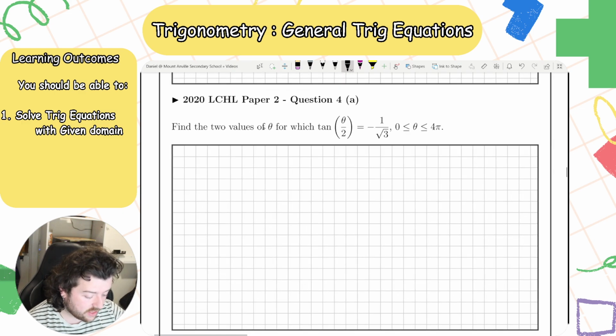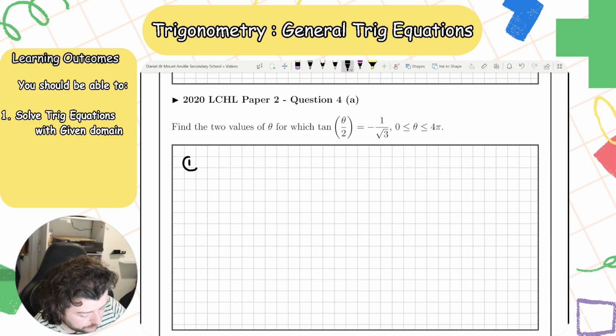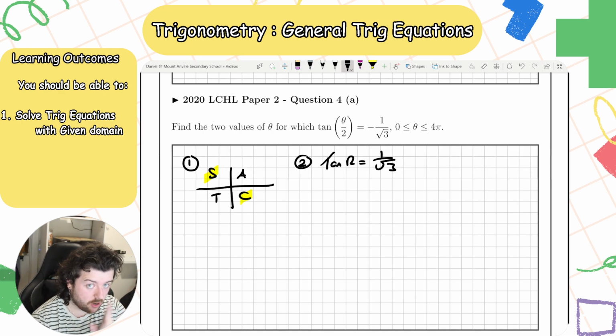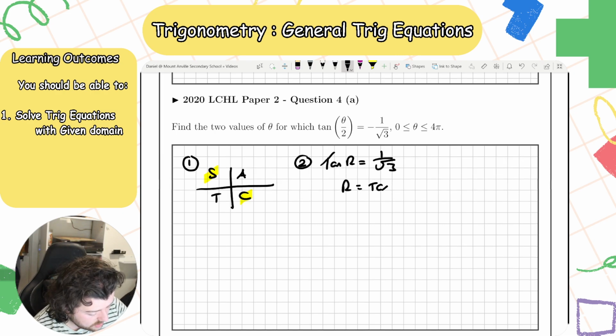So this is from the 2020 paper. Find two values for theta for which tan of theta over 2 is equal to minus 1 over root 3. So again, find the two regions it's in. Well, tan is negative, so it's going to be in my second and my fourth quadrant. Find my reference angle. Remember, we drop the sign. So my reference angle is equal to tan inverse of 1 over root 3, which is 30 degrees.